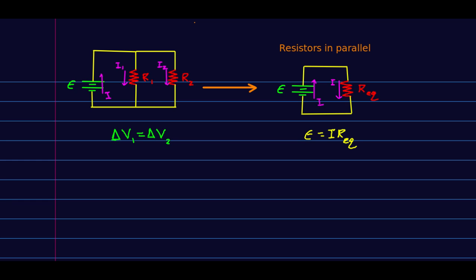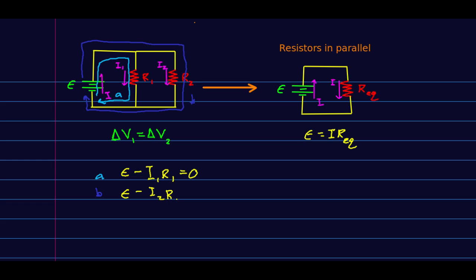So again, I'm going to think about loops, but now I have two loops. So here's loop A, and I can also think about a loop B, and I can write down the loop law for each of them. And they're just going to be that I go up epsilon, and then I come down I1 R1, and that's 0. And in the other loop B, I go up epsilon, and I come down I2 R2.